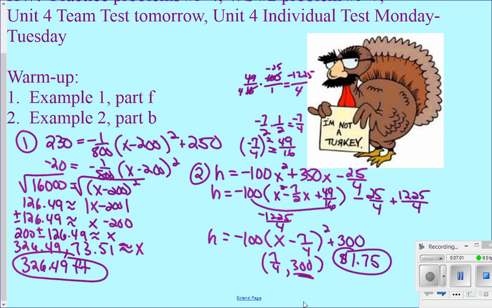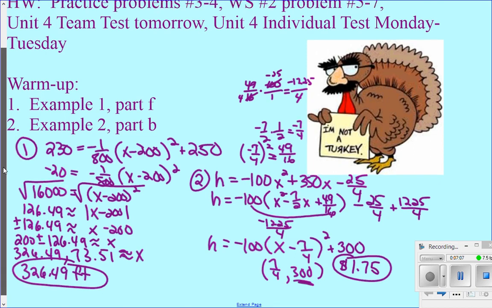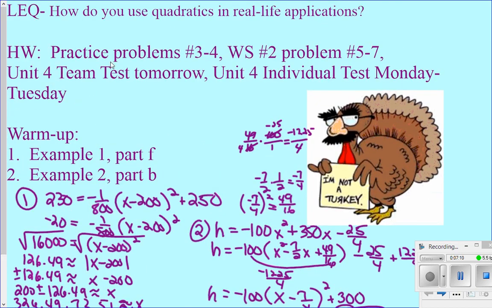Okay, so we started class with those two warm-ups, and then for the rest of the time I gave students time to work on practice problems 3 and 4, again in that same packet from yesterday. And that took most of the period really to do problems 3 and 4. And then your homework is to finish up problems 3 and 4 if you didn't in class, and worksheet number 2 in unit 4, problems 5, 6, and 7. So you should do those for tomorrow, and doing those should be a good preparation for your team test, which is tomorrow. Remember, next week then you have an individual test on Monday and Tuesday.